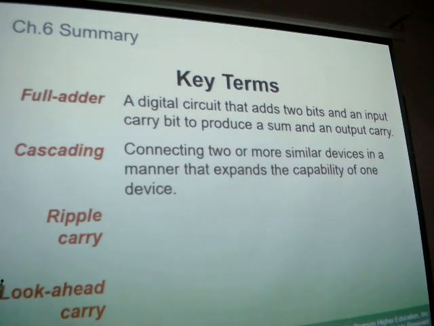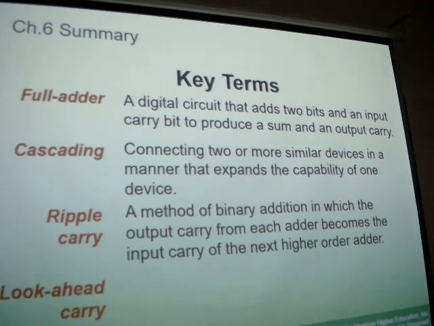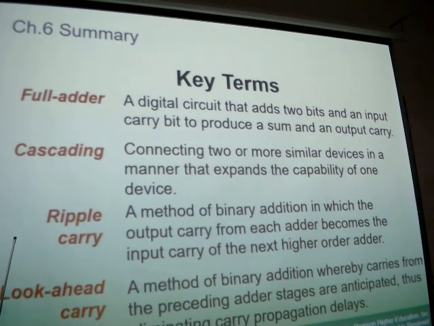Cascading: connecting two or more similar devices in a manner that expands the capability of one device. Ripple carry: a method of binary addition in which the output carry from each adder becomes the input carry of the next higher order adder. Look ahead carry: a method of binary addition whereby carries from the preceding adder stage are anticipated, thus eliminating carry propagation delays. So the device which has look ahead carry is fast, then the device which has ripple carry.